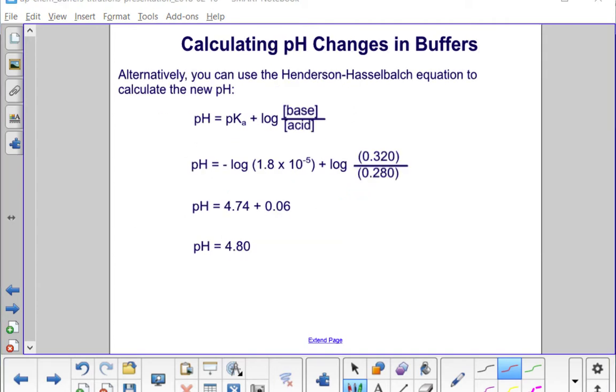We can alternatively use the Henderson-Hasselbalch equation to calculate the new pH. pH is the pKa, or the negative log of the Ka, 1.8 times 10 to the minus 5, plus the log of the base concentration, which we found to be 0.32, over the acid concentration, which we found to be 0.28. When you do that, you get the same pH of 4.80.